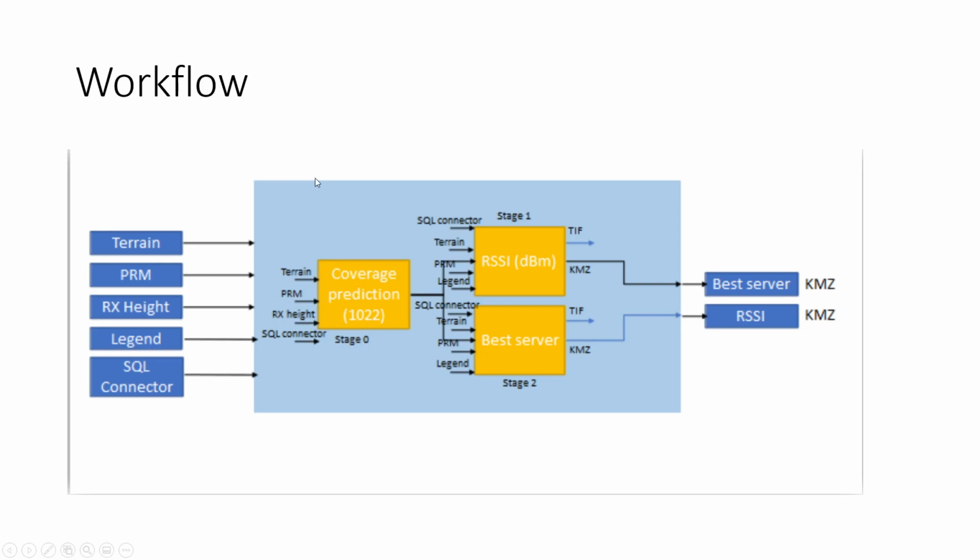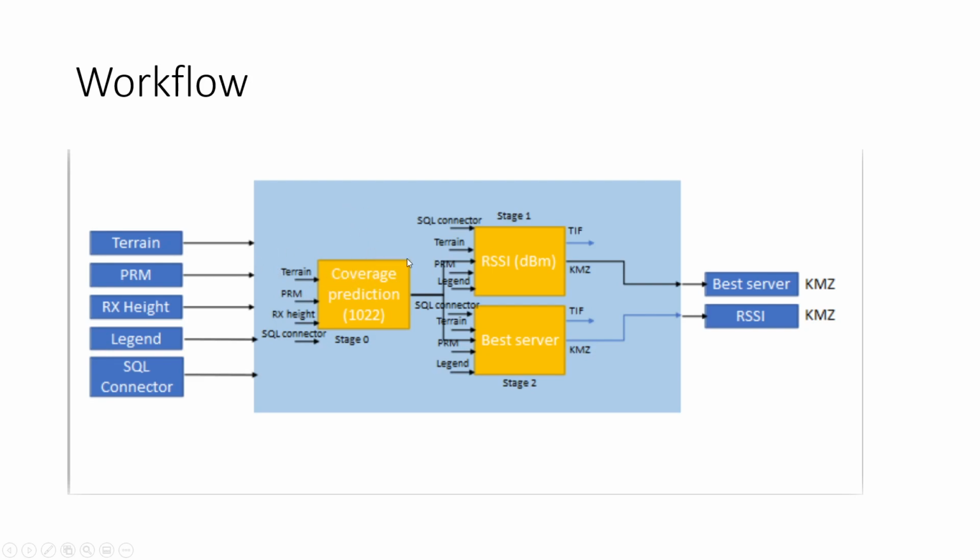So we enclose this entire workflow or stages in one recipe. That one recipe has external inputs and outputs. So the inputs here are the terrain, the PRM file, the antenna height, the legend for the analysis, and an SQL connector to extract the base station configurations. These are the outputs. Now the inputs are distributed using piping to these different stages or different tasks. So that task would require terrain, PRM, so we would grab them from the input.